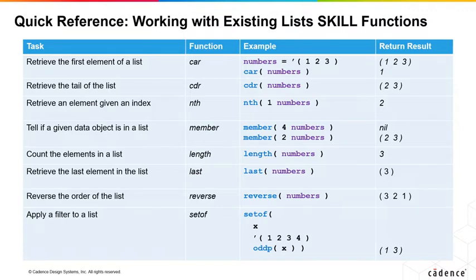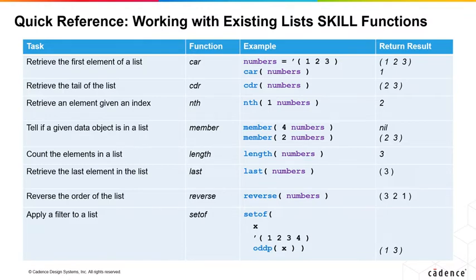In the first example we're saying member, so we're looking for 4 in the list numbers and it does not exist, so it returns nil. In the second example we're looking for the number 2 in the list numbers. It in fact exists, and what it returns to us is the remainder of the list starting with the number 2 that it found. So in this case, rather than just the number, it returns to us the number 2 and everything after it in the list.